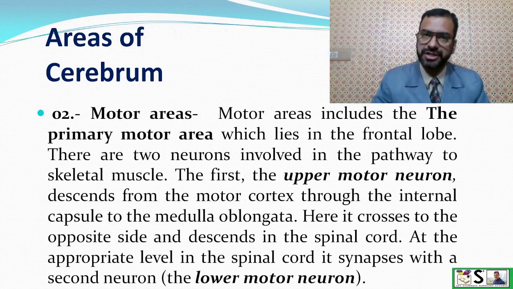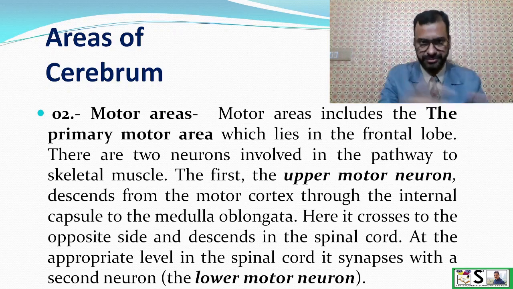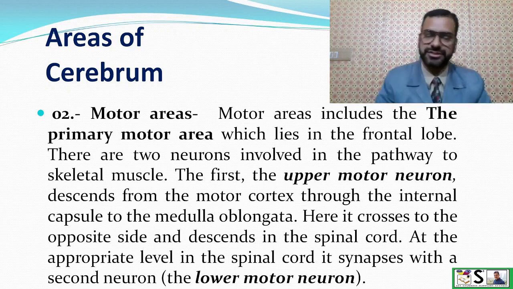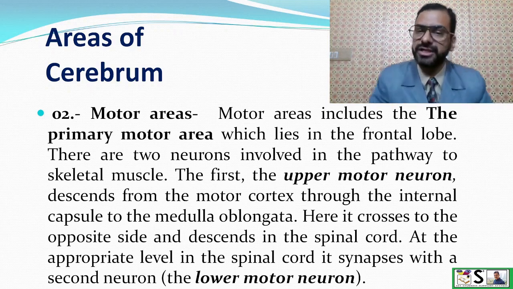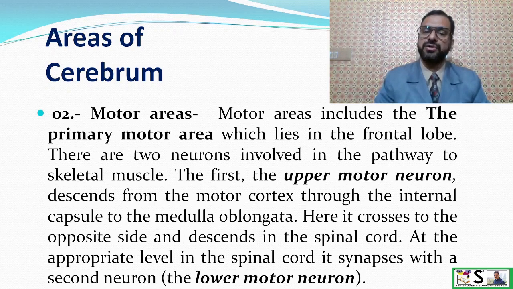The motor area means the area from where the sensation goes towards the whole body, giving instructions. The motor areas include the primary motor area which lies in the frontal lobe. There are two neurons involved in the pathway of skeletal system known as two neuron system.